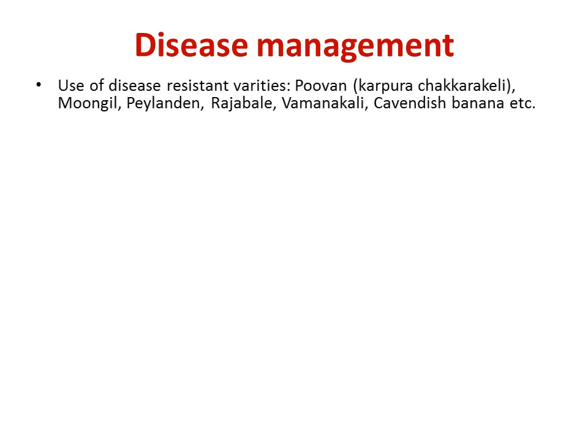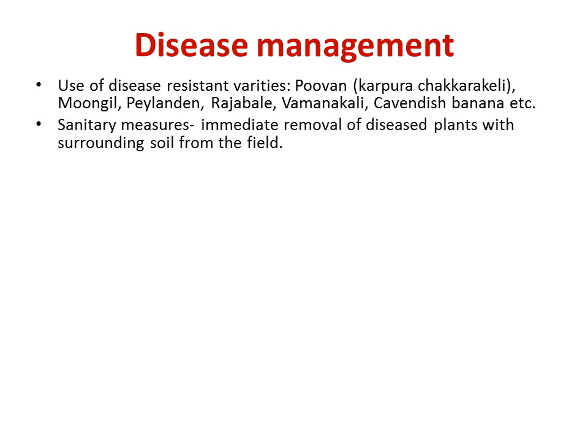Coming to the disease management of Panama wilt or Panama disease in banana, always prevention is better than cure. That is the reason for using disease resistant varieties such as Oven, Mongil, Rajabale, Vamanakili, and Cavendish banana. Cavendish banana is one of the first disease resistant bananas which was produced all over the world.